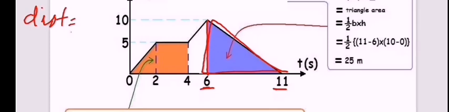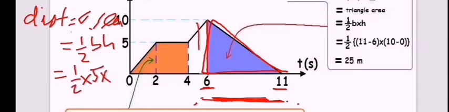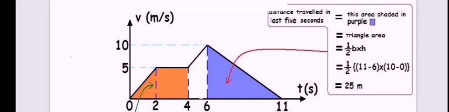Let us suppose we want to find the distance traveled or displacement of the object from t is 6 to t is 11. If our object is traveling in a straight line, distance is the same as displacement. But if our object is not traveling in a straight line, then there is a difference between distance traveled and displacement. We will talk about that in another video. Right, but in this case, we want to calculate the distance traveled from t is 6 to t is 11. It's again the area of a triangle. Half base times height gives us 25 meters, just as calculated previously there.